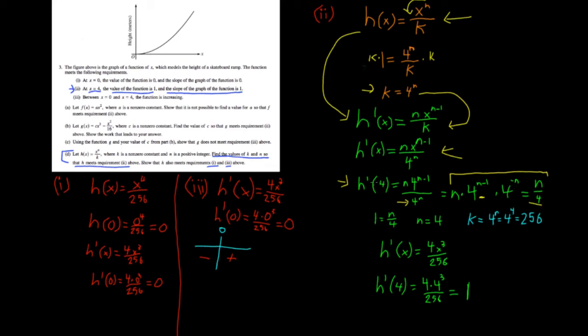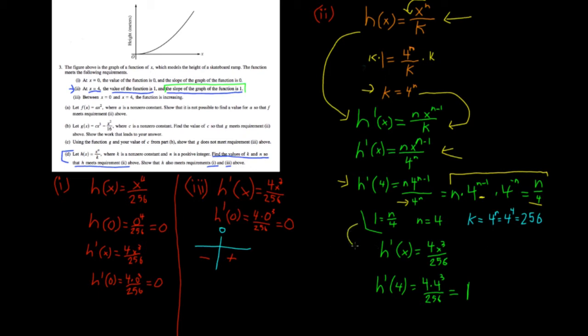So since h prime over 4 is supposed to equal 1 according to our graph, or according to the directions right here, we see that n over 4 right here is equal to 1. And so that means n is equal to 4.